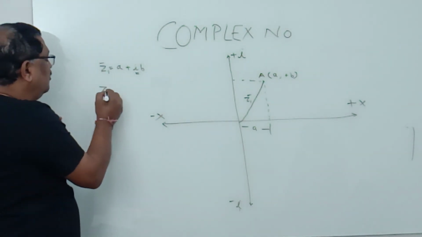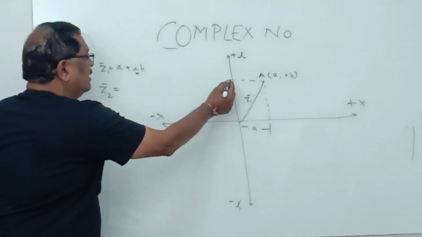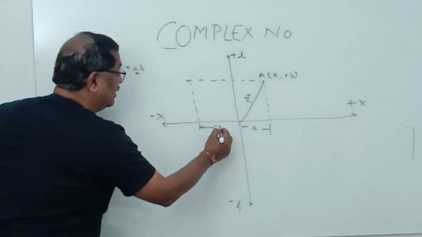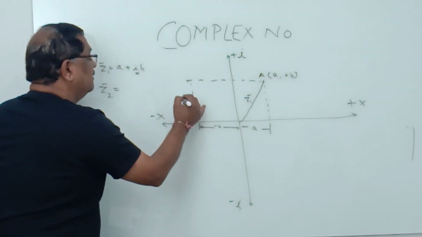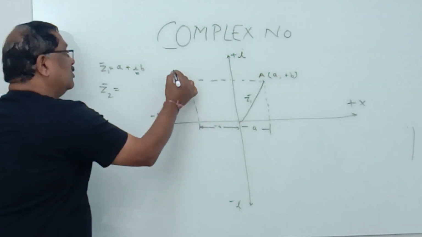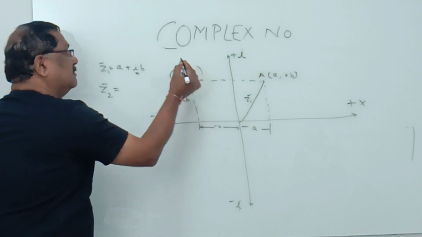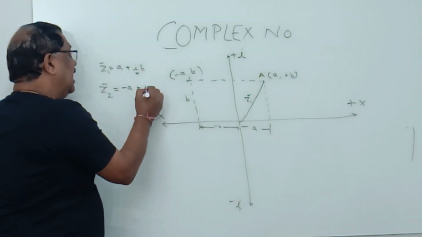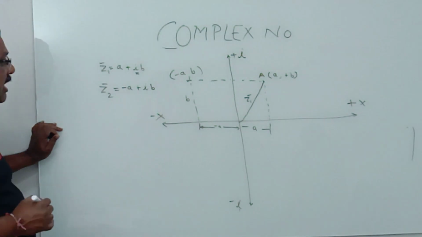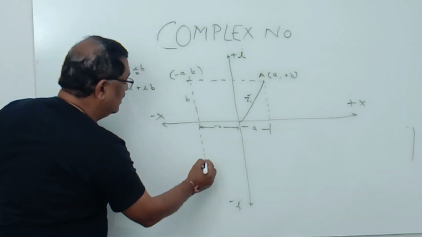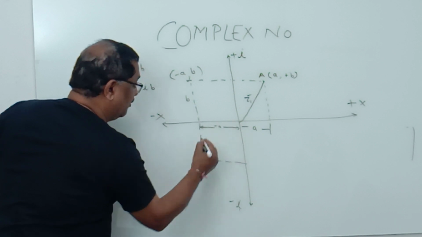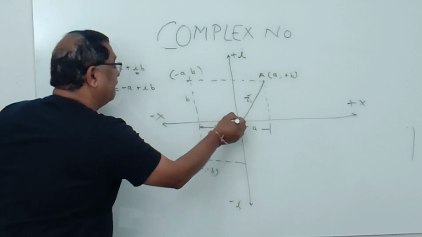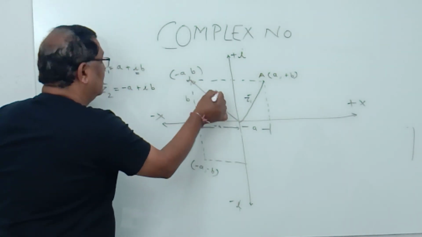Similarly, I can write Z2 bar. Suppose here again I am taking A, but which is minus A, and this I will take as plus B. Then this is the coordinate minus A comma B. Then what is the real part now? It is the negative real axis, minus A plus iB. Third, I can draw like this, and this is A, but now minus, and this is downward, so it is again minus B.